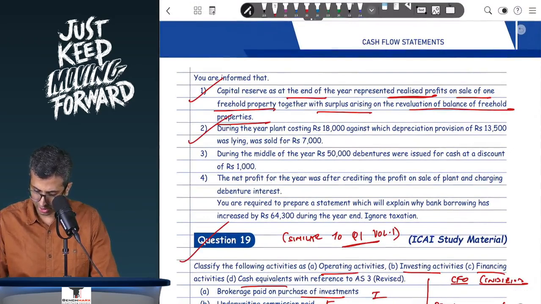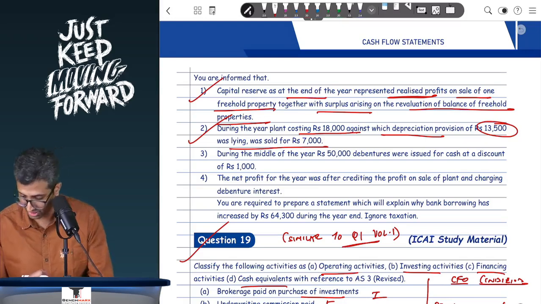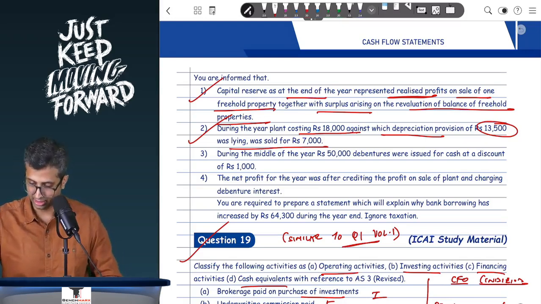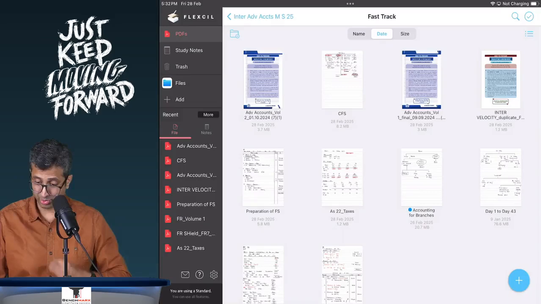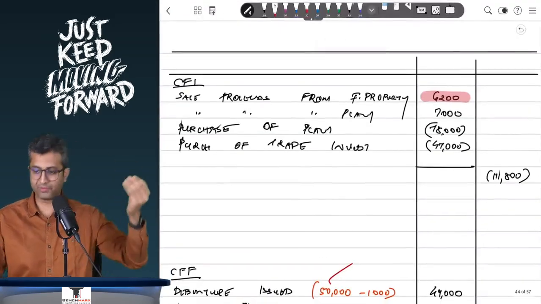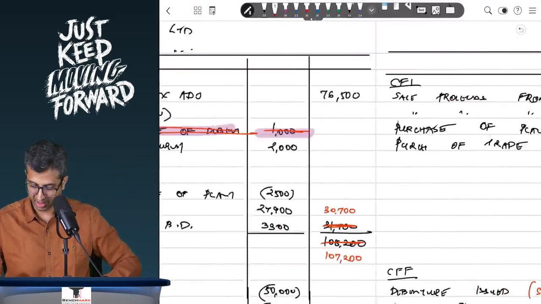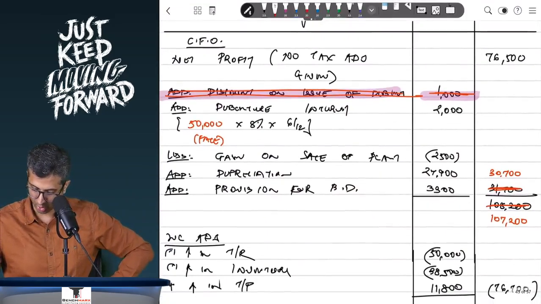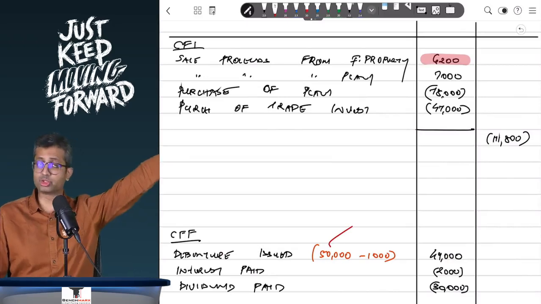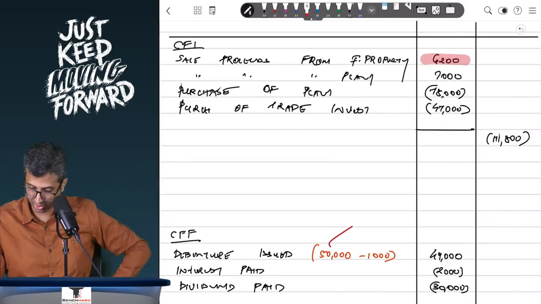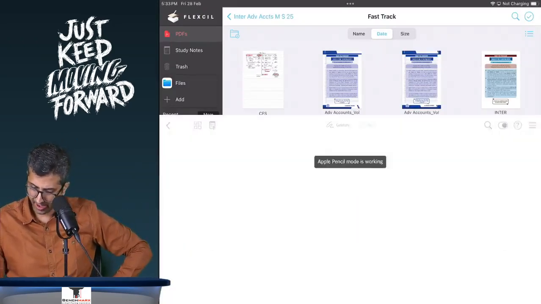Okay, during the year, plant costing 18,000, against which depreciation provision was 13,500, was sold for 7,000. So maybe 18,000 minus 13,500 comes to what? 4,500. Sold at 7,000, which means there is a gain of around 2,500. So we will take the gain of around 2,500, remove it from here. देखो, पहले का प्रॉपर्टी का गेन तो कैपिटल रिजर्व में गया, so it has not gone in the profit and loss account, and 7,000 will be adjusted here.